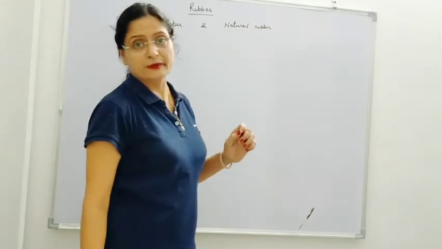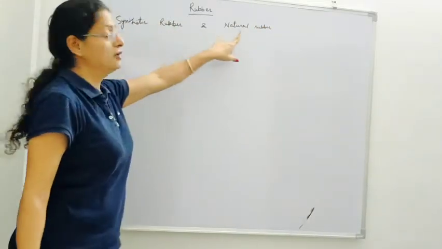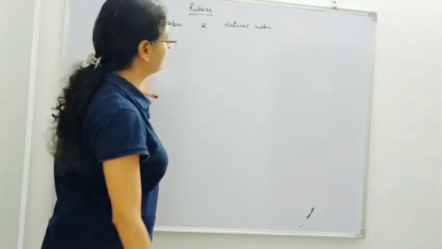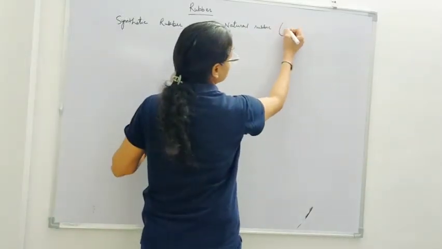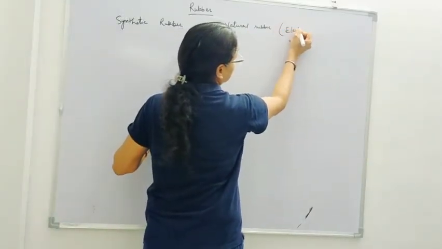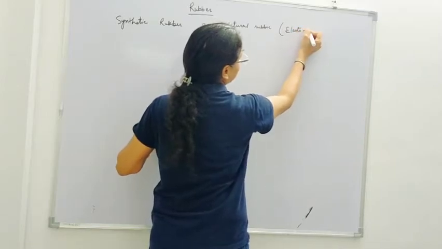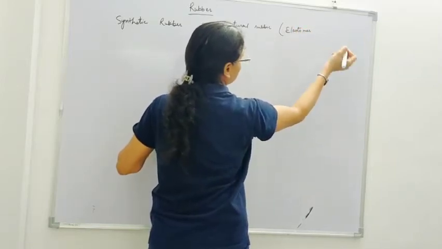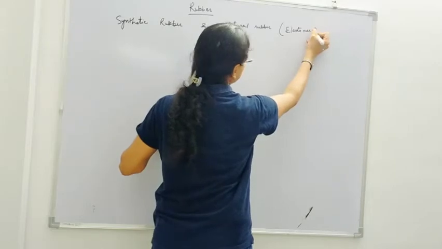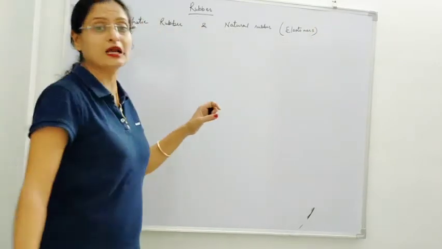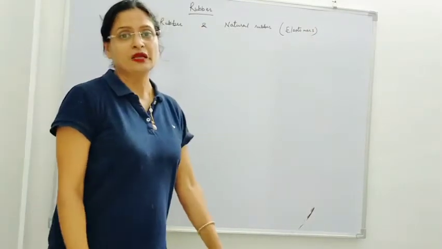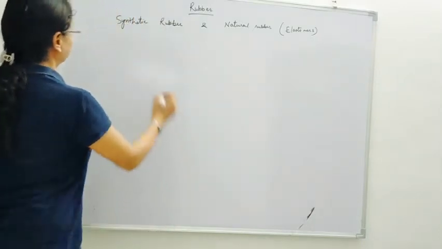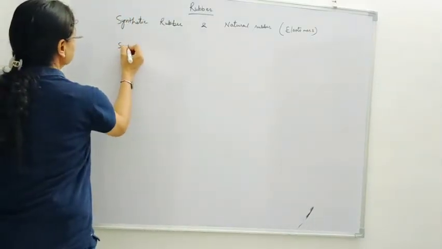Now both these rubbers, that is either synthetic rubber as well as the natural rubber, both of them belong to the class of elastomers. If you remember my first few videos, I have discussed about the elastomers. So both of them are from the class of the elastomers. Let us first discuss about synthetic rubber. What is synthetic rubber?